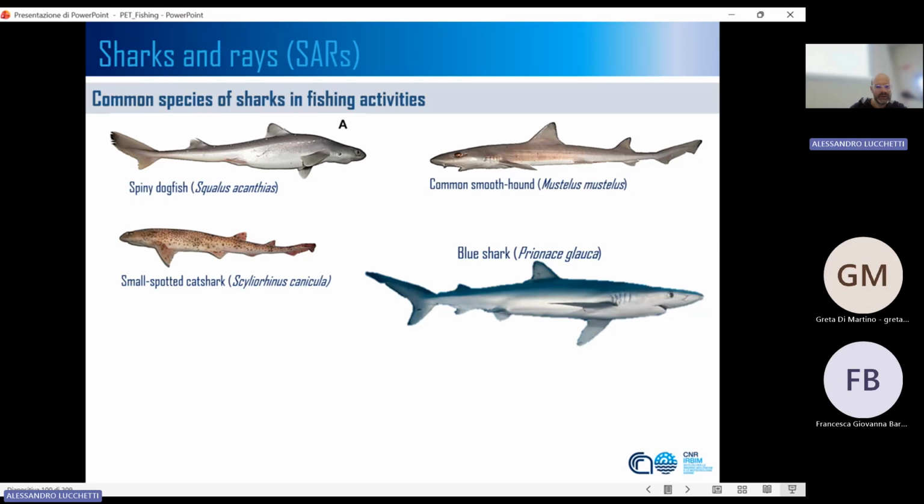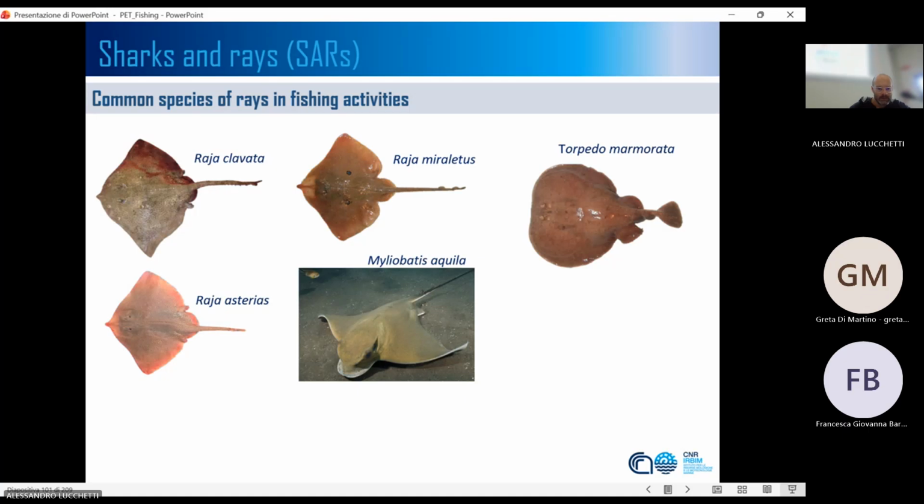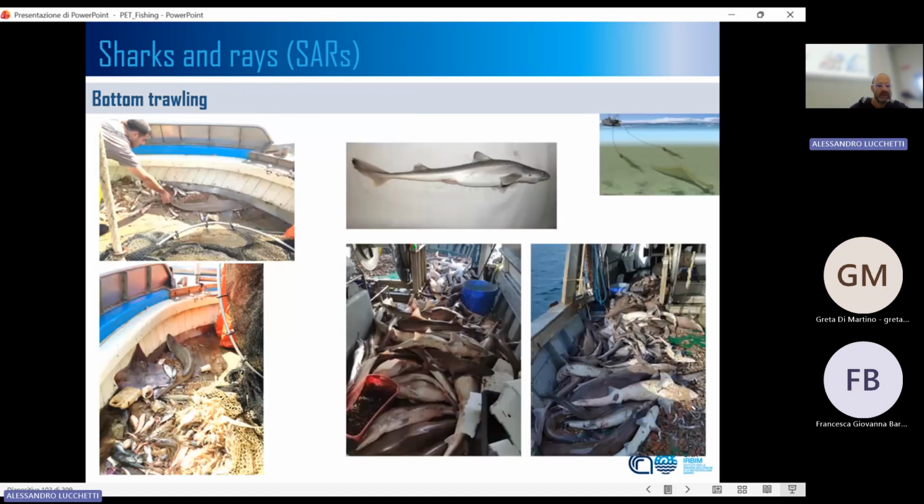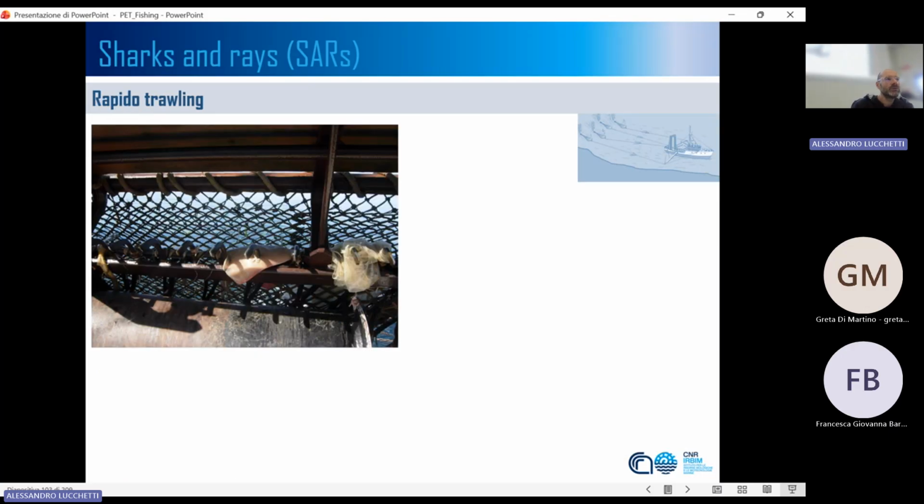These are the most common that we have for the bycatch, rays and different sharks. For the bottom trawling, here we have some pictures. Here probably is around Chioggia. The fishers send me these pictures. In certain periods, they caught several hundred sharks for each one. This is the problem of rapido trawl. Probably, Francesca, when you go to Solomon, it is quite common to have this situation.